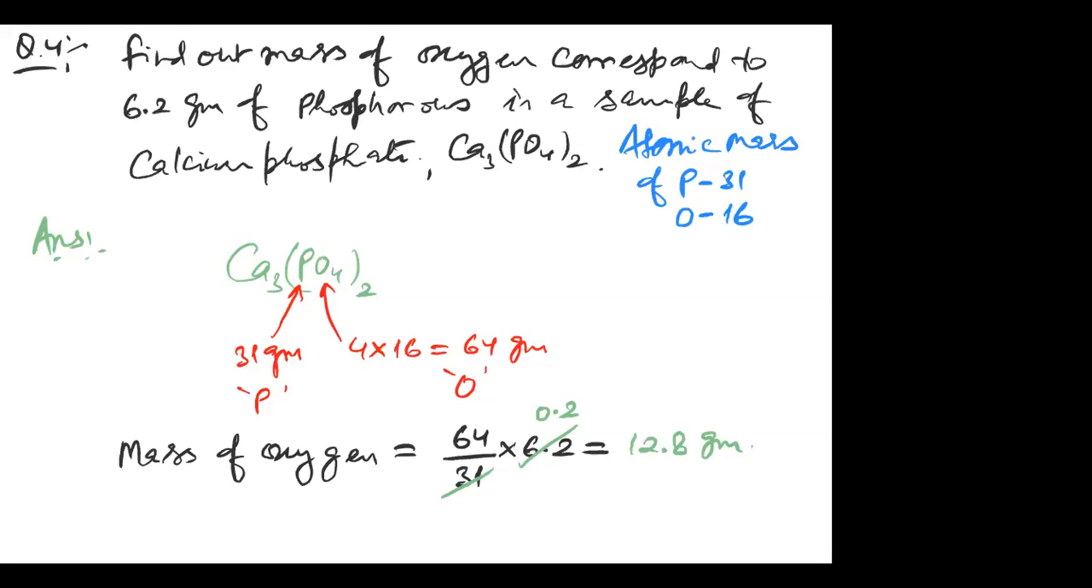And again, to calculate this, we know the molecular formula of calcium phosphate. Per phosphorus atom, we have 4 oxygen atoms technically. So 31 gram is the gram atomic mass of phosphorus, and 16 gram is the gram atomic mass of oxygen. So it is 31 gram. Correspondingly, oxygen mass is nothing but 64 gram. I hope it's clear.